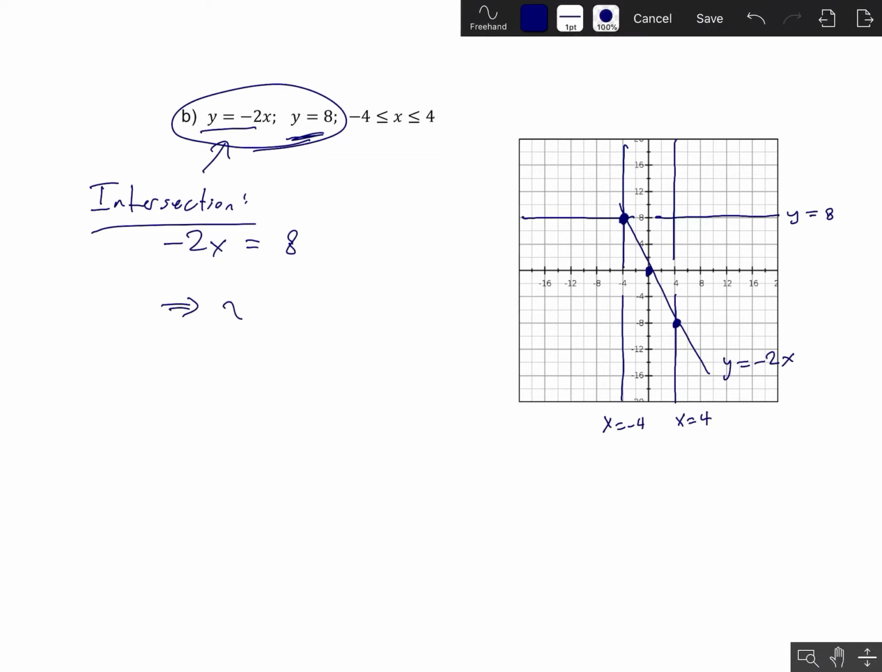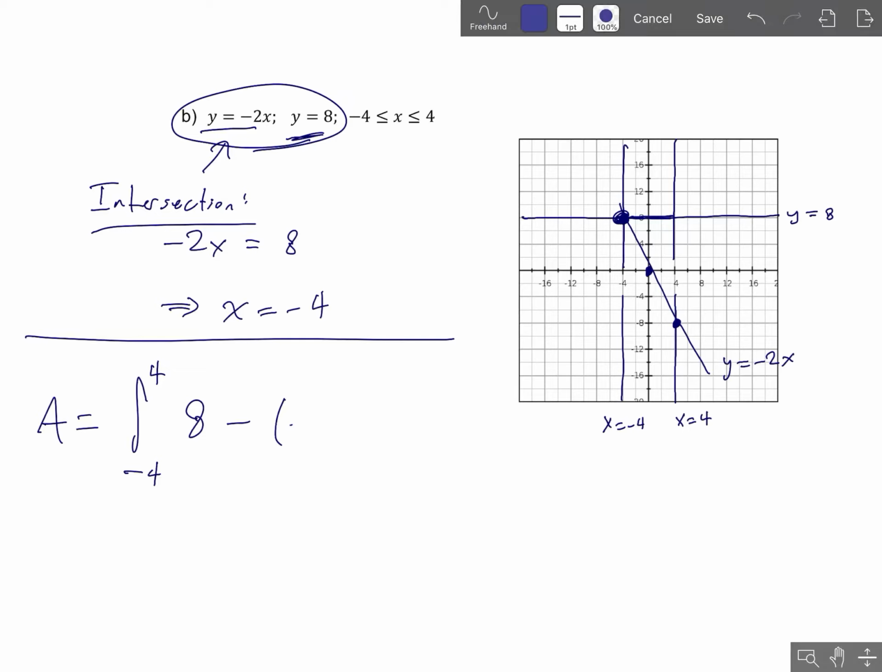So if I divide both sides by -2, I would get that x is equal to -4. So it's true that these do intersect here at x equals -4. But that's good, because what that means is that y equals 8 is going to be the upper function throughout this whole region. So from -4 to +4, y equals 8 is always bigger than y equals -2x. So that means that if we want to compute the area, we just need to integrate from our lower x bound to our upper x bound, and we take the upper function minus the lower function. So this will be 8, which is the upper function, minus the lower function, which is -2x. So that's upper minus lower.